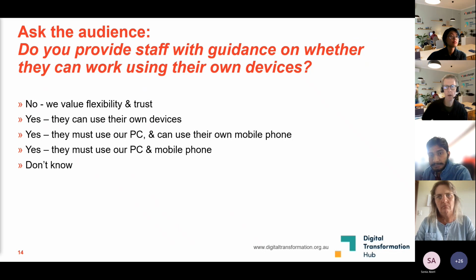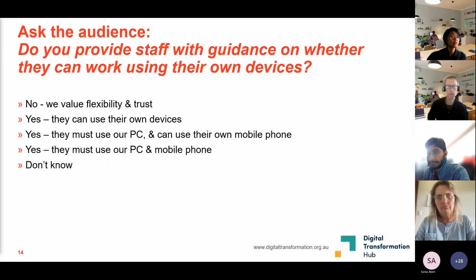And so a lot of organizations will let, and actually the polls are coming up with what I was about to say, they've got to use our PC, but can use their own mobile phone. So that's actually, in my experience, the most common option.